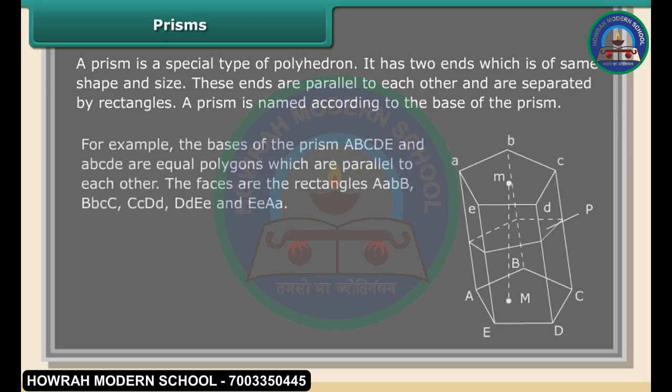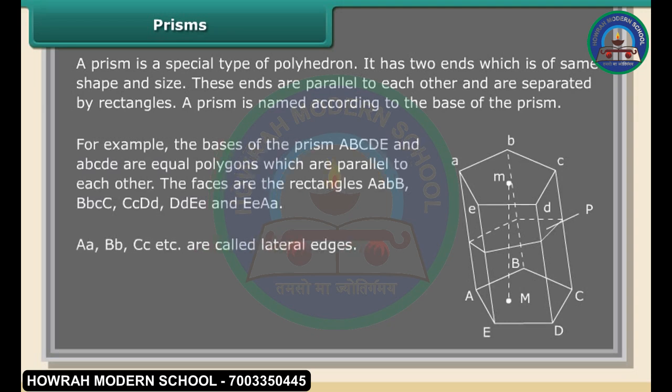For example, the bases of the prism ABCDE and A'B'C'D'E' are equal polygons which are parallel to each other. The faces are the rectangles AA'B'B, BB'C'C, CC'D'D, DD'E'E and EE'A'A. AA', BB', CC', etc. are called lateral edges. Prisms are classified according to their bases.